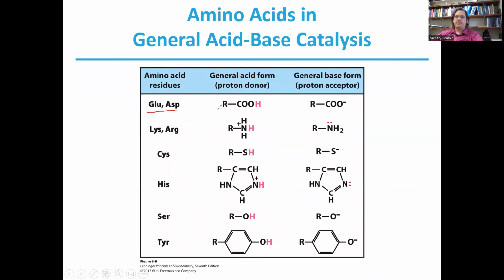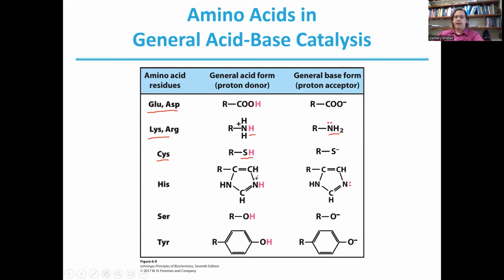So as I mentioned, our acid-base catalyst will be most commonly used in this mechanism. So glutamate and aspartate with our carboxylic acid could act as a proton donor in its protonated form, or it could act as a proton acceptor in its deprotonated carboxylate form. Lysine and arginine, of course, have our amine group that can act as a proton donor if it's positively charged, or a proton acceptor if it's neutral. Cysteines actually also can be used. You might remember that thiols are slightly more acidic than alcohols because of the weaker bond between our sulfur and a hydrogen. They could be used as acids or bases depending on the protonation state.